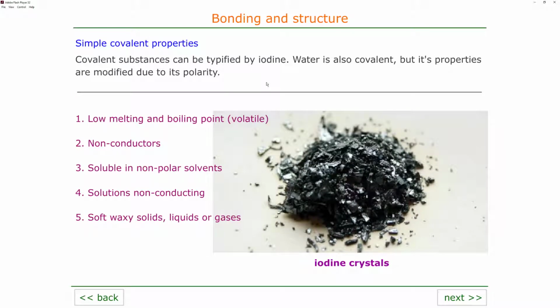Simple covalent properties: because the particles are not held together very tightly, that is, the molecules are not held together tightly, they have fairly common properties between them. Covalent substances have low melting and boiling points. The smaller molecules will often be gases at room temperature, possibly liquids at room temperature. They are low melting and low boiling point.